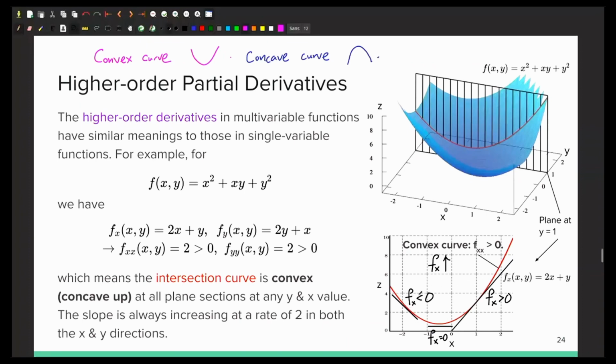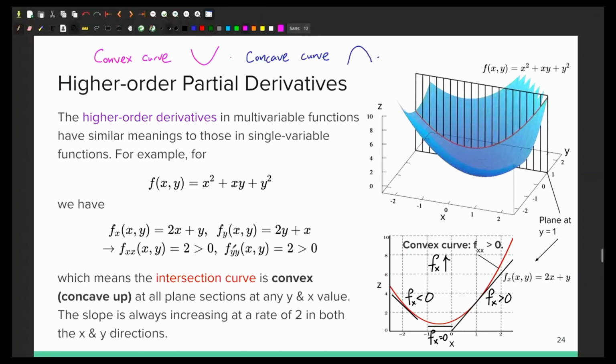Because it goes from negative to 0 and then to positive, and getting more and more positive. So f sub x is always increasing. But when f sub x is always increasing, that means the rate of change is positive. Therefore, f sub xx is more than 0, which is correct because it's giving us a constant 2. 2 is always more than 0. Is that right? Then, of course, the same analysis can be done for f sub yy.